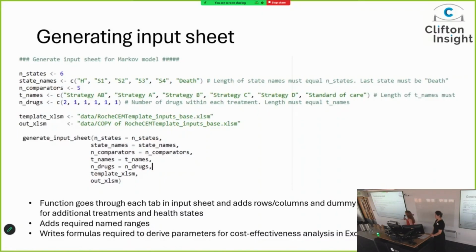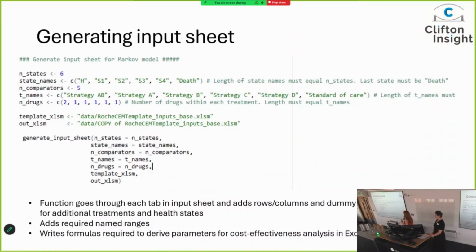Looking at the code, this is the code to generate the input sheet. So, like I said, the user specifies number of states, the state names, number of comparators, their names. There's also the option of having multiple drugs within each treatment, if you had combination treatments, for example. The user then specifies where the base input sheet is saved, where they want their own input template to be saved, and they run the function.